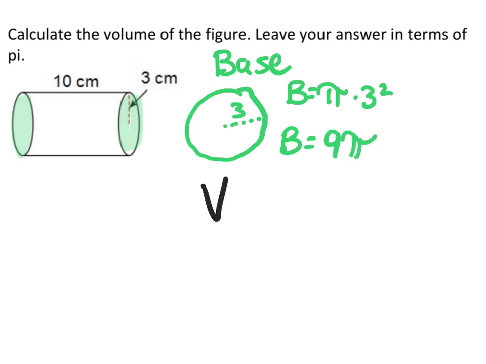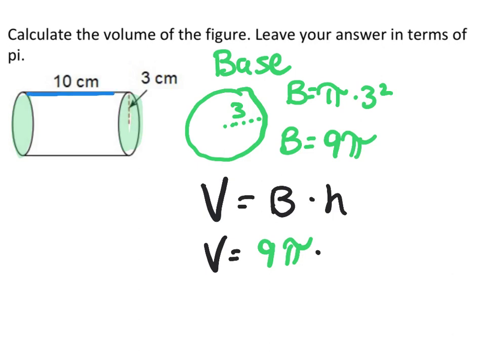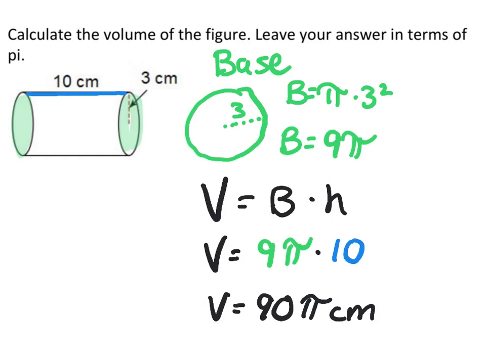Now if I want to find the volume, it's the area of the base times the height. So in this case, the volume equals the base area, 9 pi, times the height, which is the distance between the two bases or the two circles, which is 10. So the volume is 90 pi centimeters cubed.